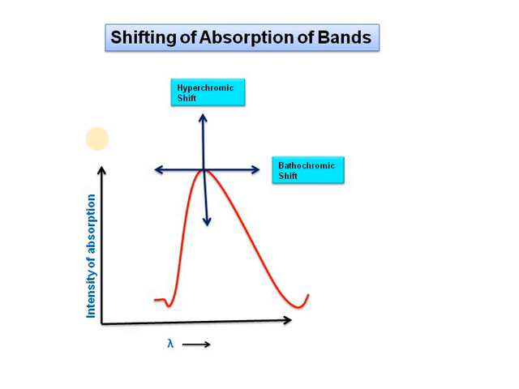Next term we have is bathochromic shift. It means that the absorption band is shifted to a longer wavelength. Absorption bands are shifted to a longer wavelength like this, increasing the wavelength. So when the absorption band shifts to a longer wavelength, this is called a bathochromic shift.